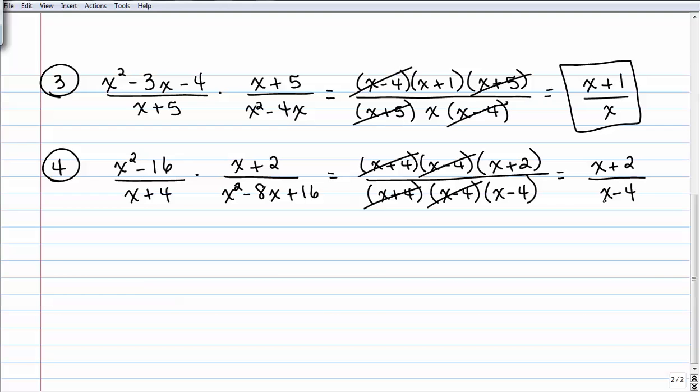Do not cancel the x's. Do not reduce the 2 and the 4. That's addition and subtraction, and you can only cancel stuff that's being multiplied.